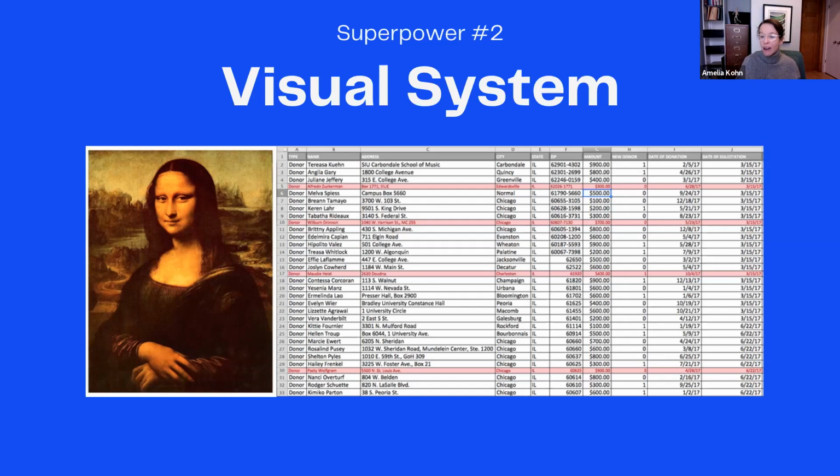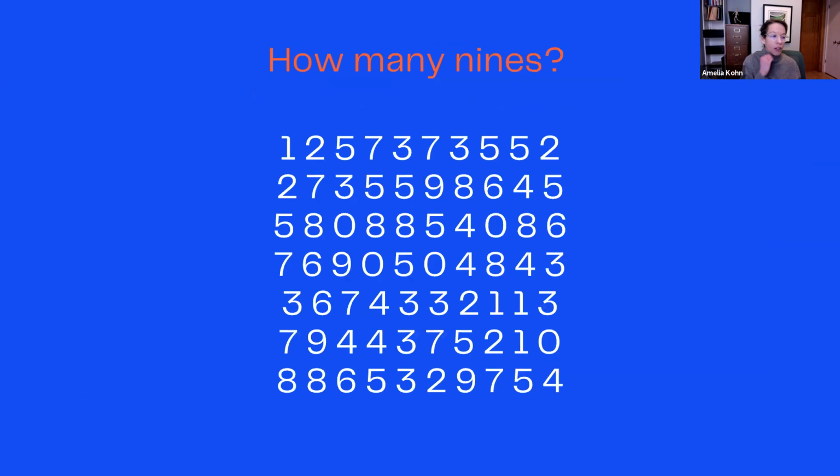So let's test our visual super processing powers again. I want you to take a very quick look at this array of numbers and tell me how many 9s do you see? Okay, I'm really only going to give you a few seconds, because if I show you the exact same array, but I use color coding, it's way easier, right? Our brains are really geared to pick out color. So we can see easily that there's 4 9s.